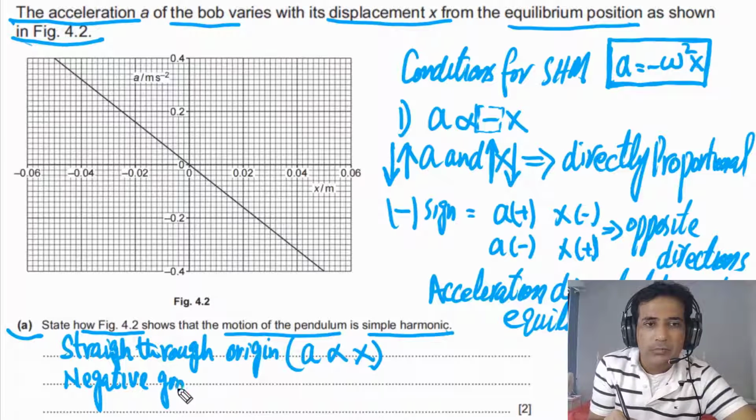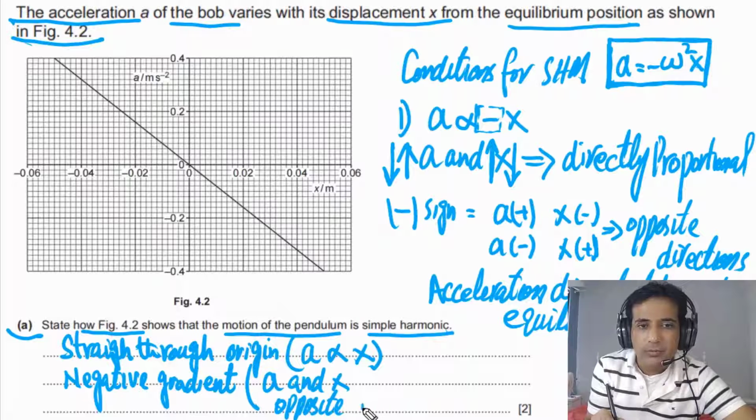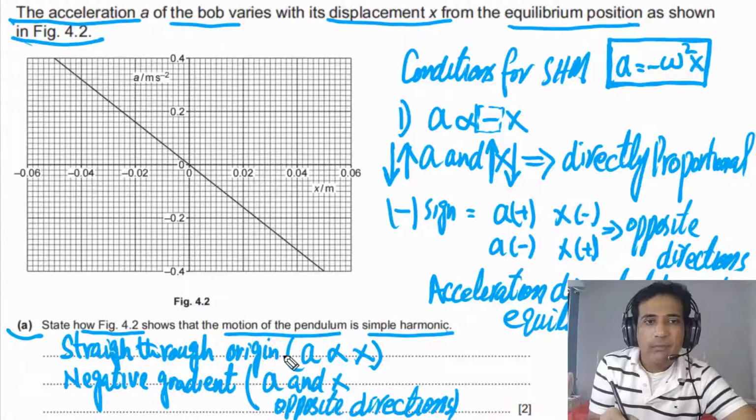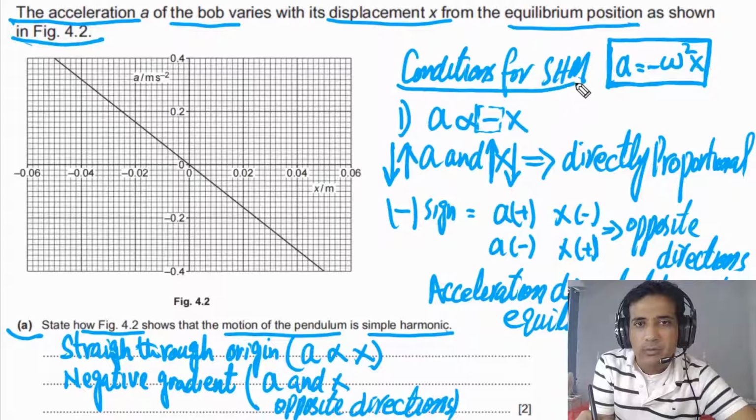So the second point you can say: as the gradient of this graph is negative, it simply means that A and x have opposite directions. That's all you need to write down for this question. And this figure 4.2 is satisfying conditions for simple harmonic motion.